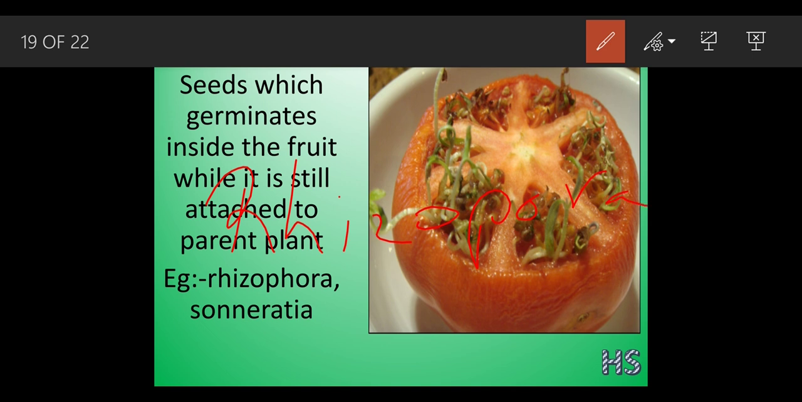This is the Rhizophora. This Rhizophora is a mangrove plant. Where do we see these mangrove plants? We can see them in damp and swampy places. Damp and swampy places means there is no land, only the water surface that we are going to see in that part. This kind of germination is shown in the Rhizophora and Sonneratiaceae.